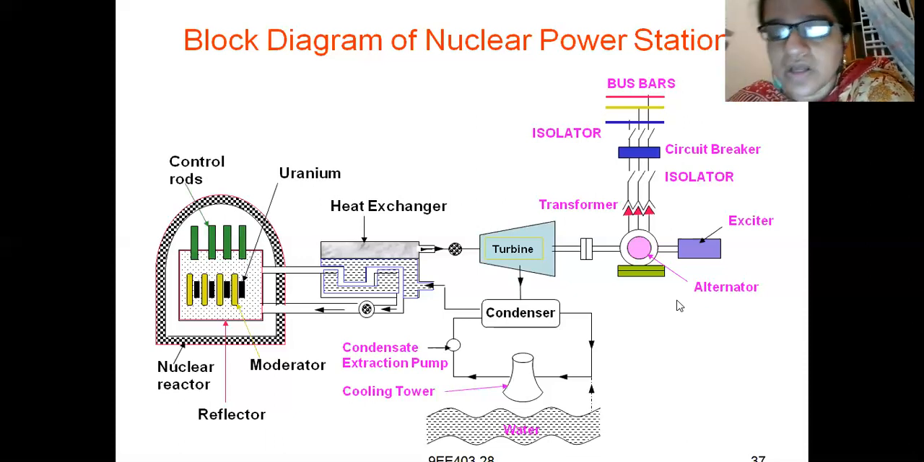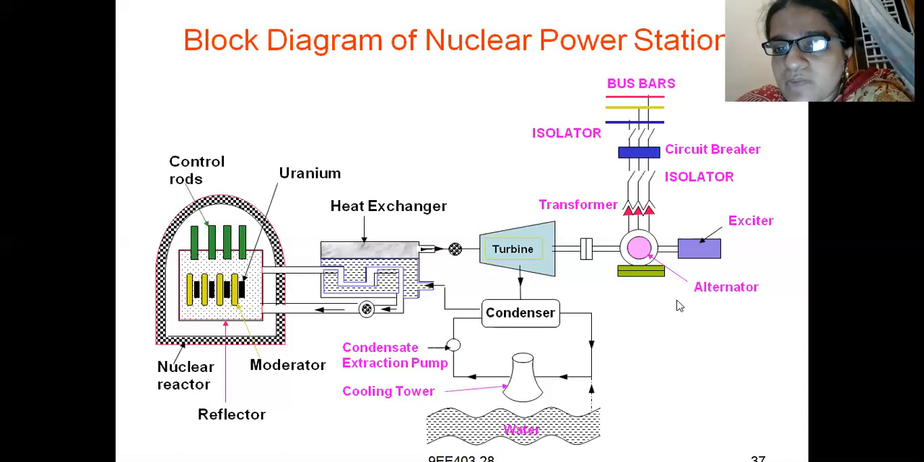The output of the alternator will be given to a transformer. Usually the generation voltage will be 6.6 kilovolts or 11 kilovolts. By using a transformer, this 11 kilovolts will be stepped up, and through isolators and circuit breakers, after stepping up from 11 kilovolts to 132 kilovolts or 765 kilovolts, it will be given to bus bars and transmitted from that nuclear power station to a faraway distance.